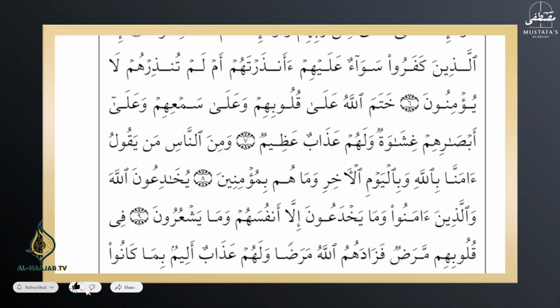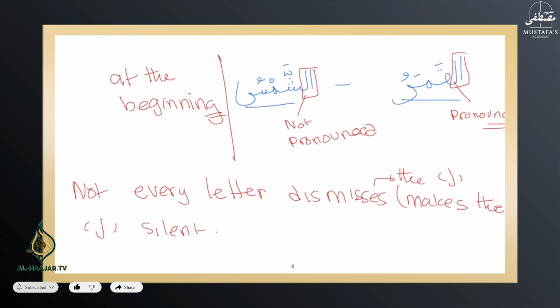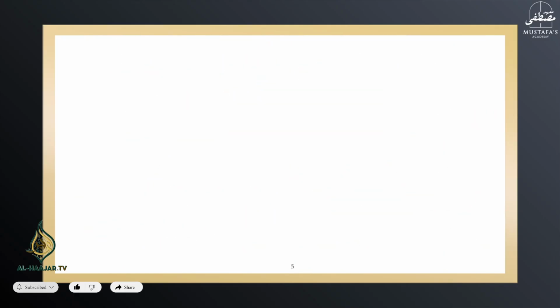So the other sign that we have, if you look carefully, it will be sign number 2, the Tanwin. At-Tanwin. What does At-Tanwin mean?